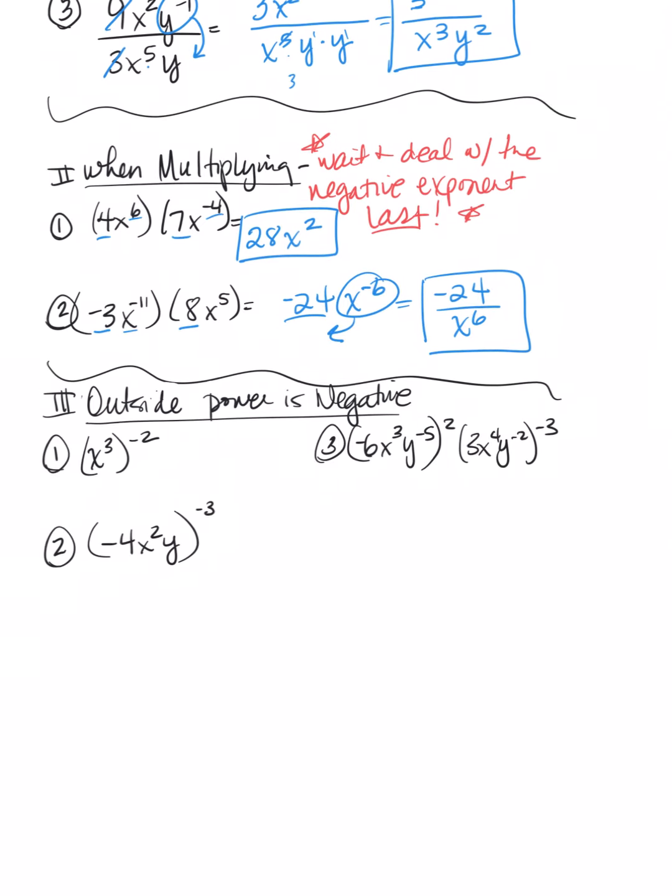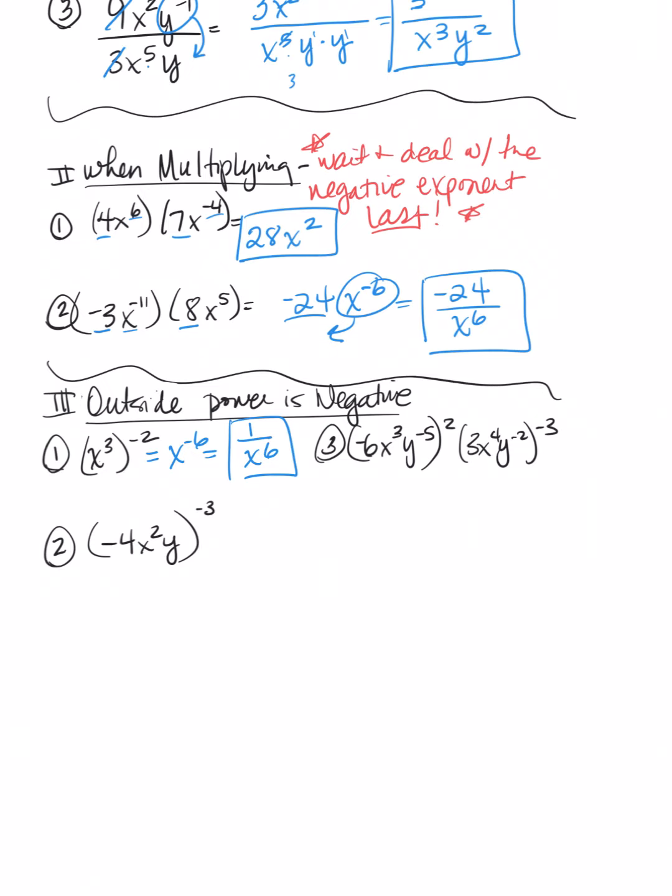Let's look at these last few here. What if the outside power is negative? So remember when we raise powers to a power, we multiply the powers. So look at this. If I do this, that'll be x to the negative 6th power. I can't leave my answer like that. I need to make it 1 over x to the 6th.